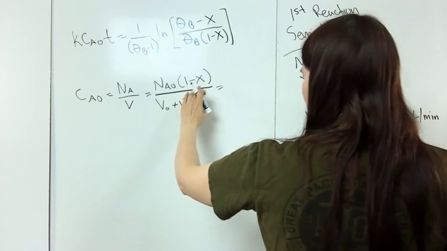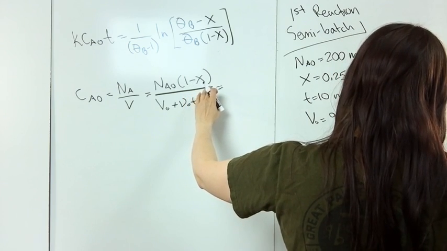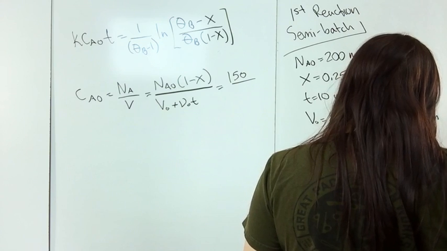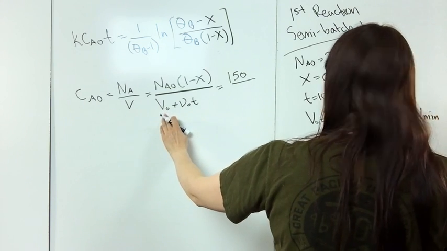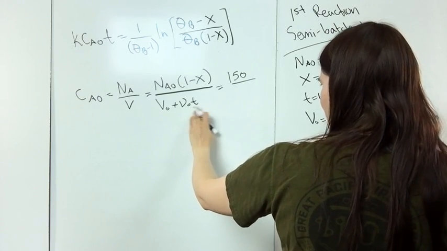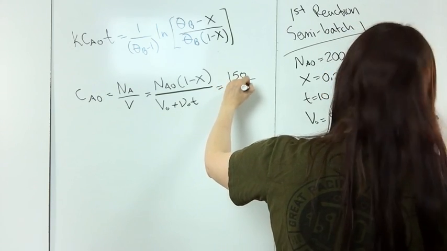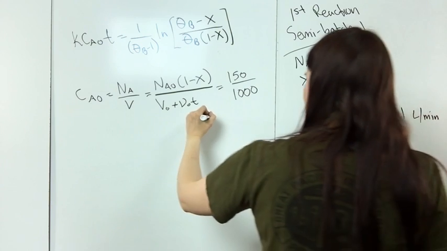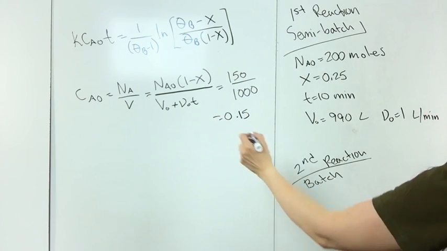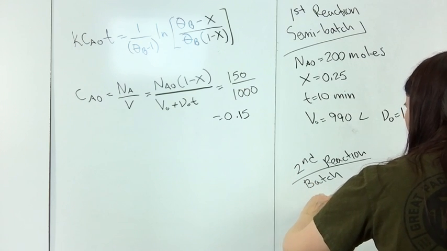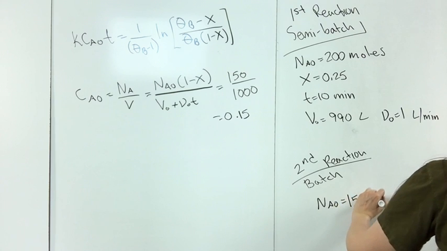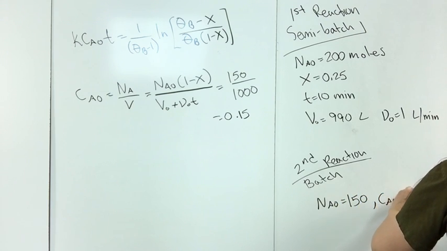So then this is 200 multiplied by 1 minus 0.25, and you get 150, over 990 plus 1 times 10, so this is 1,000. So then Ca naught is equal to 0.15. So I'm going to write that over here: Na naught in this reactor is 150, and Ca naught is 0.15.